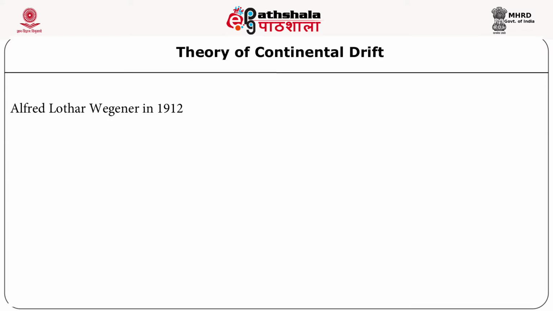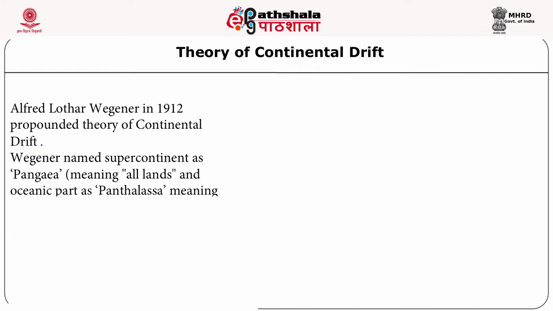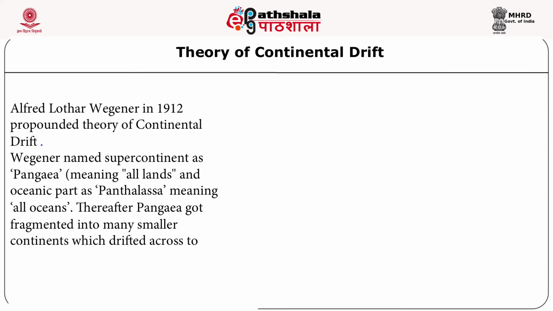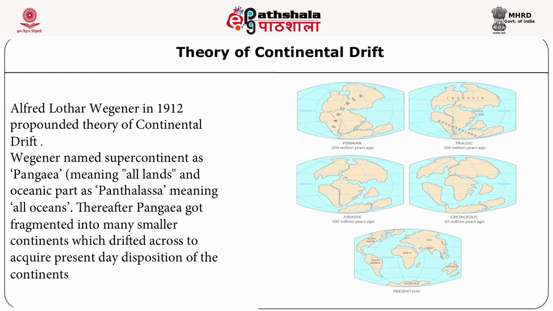Now, let us come to the theory of continental drift. Alfred Lothar Wegener in 1912 propounded the theory of continental drift. Wegener named the supercontinent Pangaea, meaning all lands, and the oceanic part Panthalassa, meaning all oceans. Here in this diagram you can see this single land mass, that is Pangaea, and the surrounding blue is Panthalassa, meaning all ocean part.